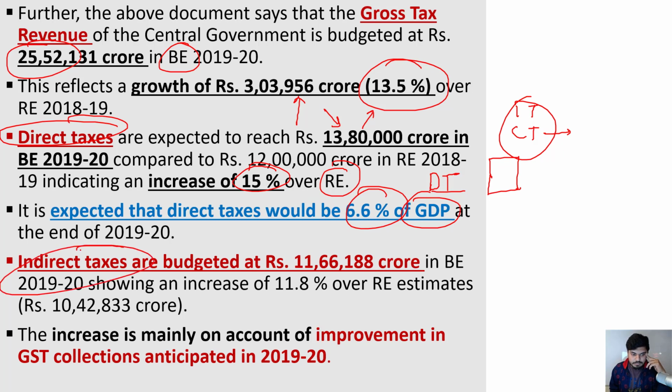And indirect taxes, as the GST is mainly, it is budgeted at 11,66,000 crore. It is also having 11.8% growth over the revised estimates of 1819. Okay, so this is going to be huge this time, and these are estimates, these are not real numbers. I'm repeating here again. Next, GST collection is again going to be on rise. It is estimated for 1920.